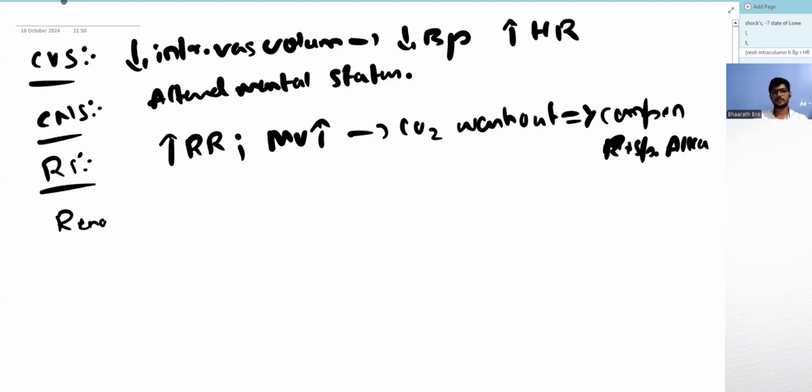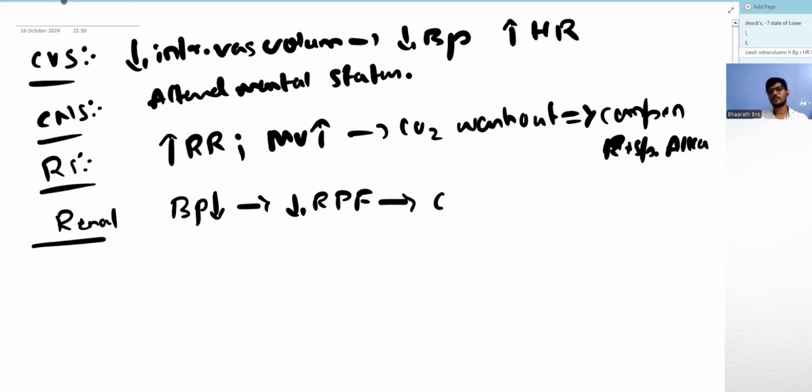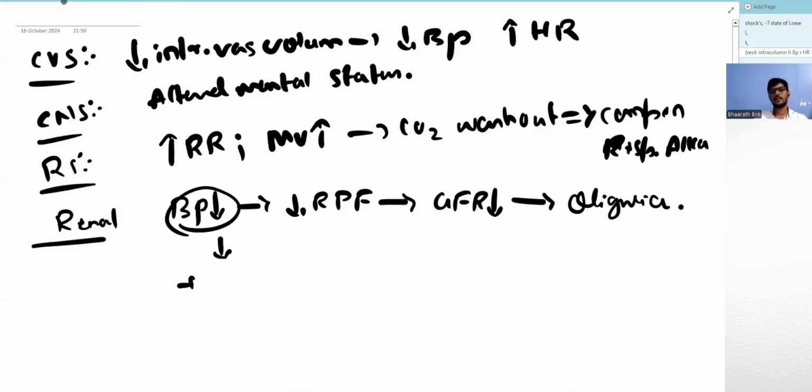Then in the renal system, as the blood pressure reduces, this reduces the renal perfusion pressure. The renal perfusion pressure directly correlates with glomerular filtration rate. So the GFR reduces. When GFR reduces, obviously the patients will have oliguria. Also, this will activate the renin-angiotensin aldosterone system, which tries to compensate.